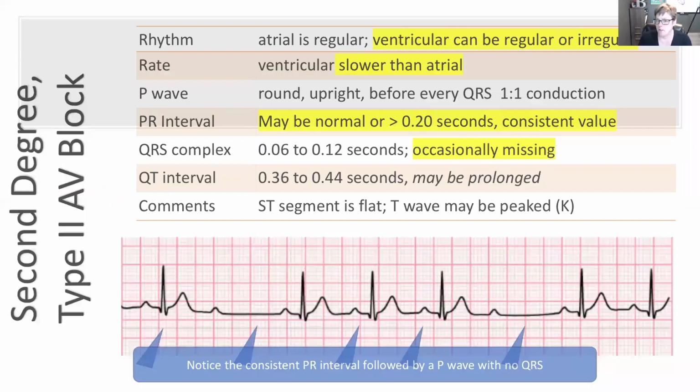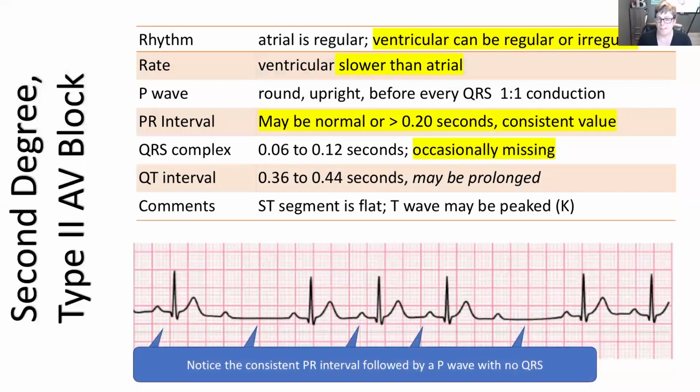Let's compare this now to our findings for our analysis. So our atrial rhythm is regular. Again, nothing wrong with the SA node. It is still firing. We should still see a round upright P wave to indicate that the SA node is functioning within normal limits. The ventricular rate, again, will be irregular because we have missing QRS complexes. So it will not be one-to-one conduction because there will be that gap. The rate of the atria will be greater than the rate of the ventricles.